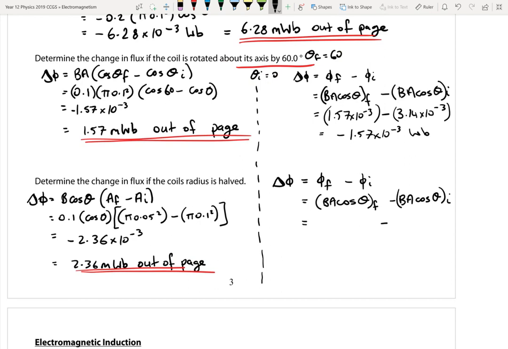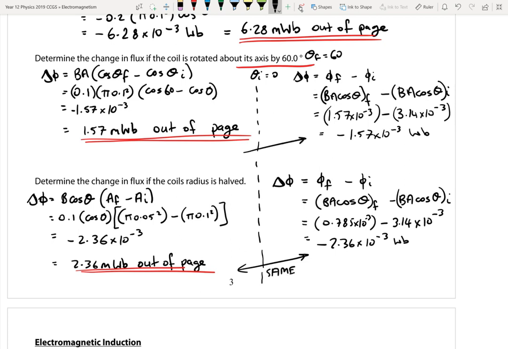Oh, this one's going to suck as well. What's this one going to be? Somebody help. What's the final flux when the coil radius is halved? Okay. Cool.